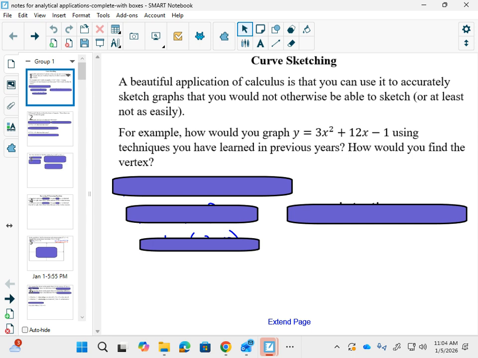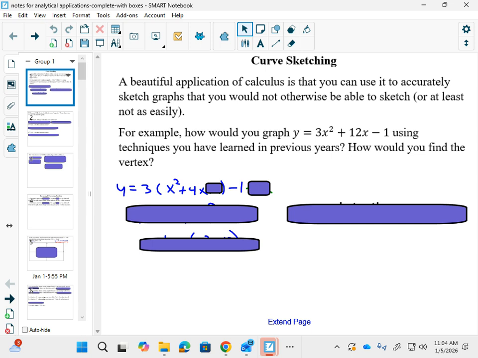What was the most important point you had to find on a parabola, either in English or French? The vertex, or what's it called in French? Have you forgotten all your French words already? There we go. So you had to find the vertex. And how would you find the vertex with this? Complete the square. Remember doing this?